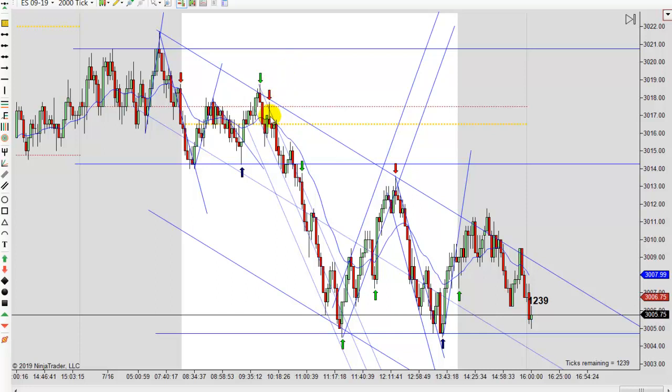I was really surprised that it took off like this, because you think you get lulled to sleep and you think it's going to be another range day, but that's why you have to see what the price action is telling you and not be trying to guess.